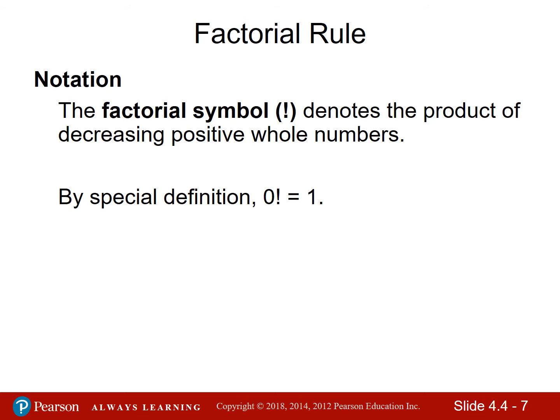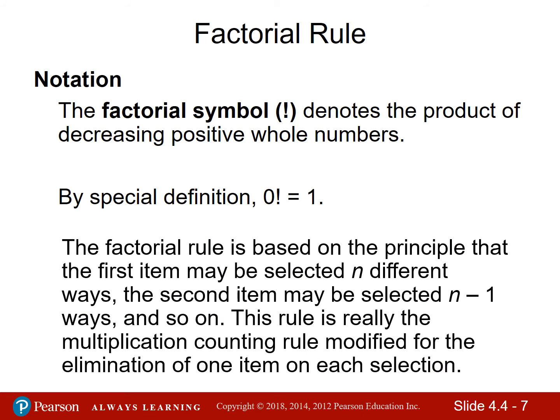But there is a special case here, 0 factorial. 0 factorial is 1, right? So that's the special case, and just keep that in mind. 0 factorial is 1.